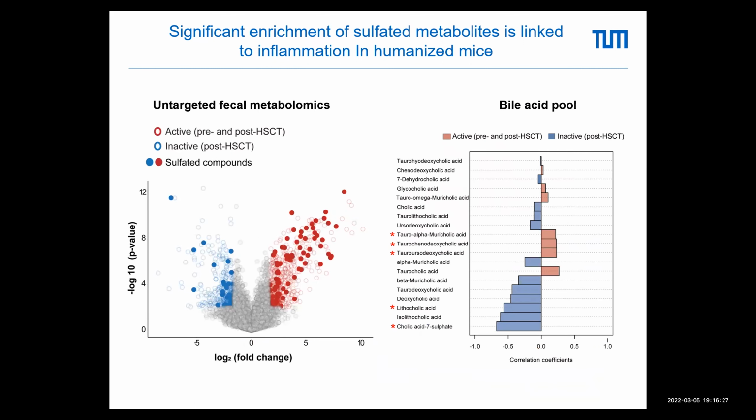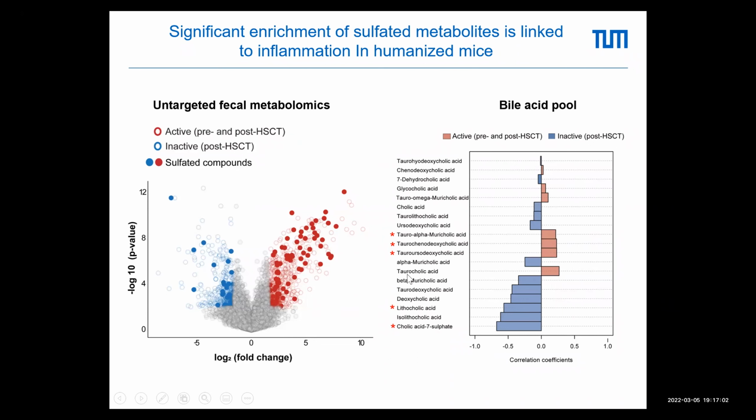And to confirm these findings, since we had identified that sulfur metabolism might be relevant, we did untargeted metabolomics in the mice, and we saw that we have higher enrichment of sulfated metabolites in the inflamed mice compared to the non-inflamed mice. The sulfated compounds are in the closed circles, and we had significantly higher levels of these compounds in the inflamed mice compared to the non-inflamed mice.